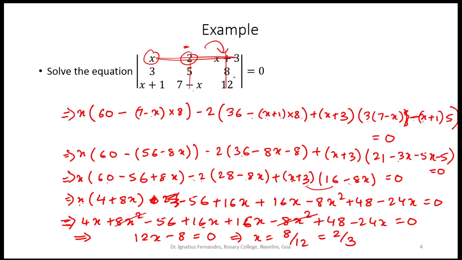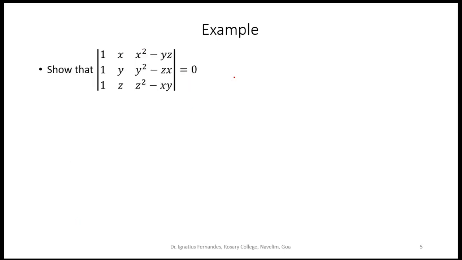We'll go to the next example. Let us say I have this question: show that this determinant is equal to 0. So I have this determinant here. Let me start with it: 1, x, x square minus yz; 1, y, y square minus zx; and 1, z, z square minus xy.